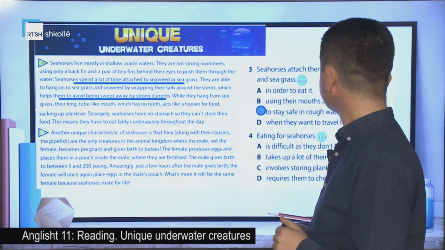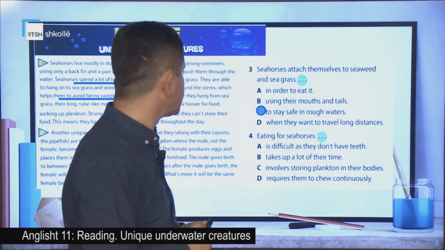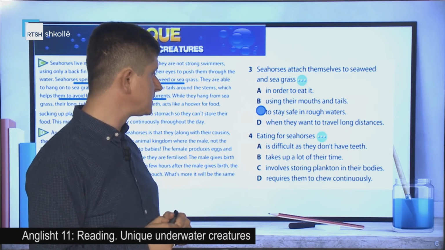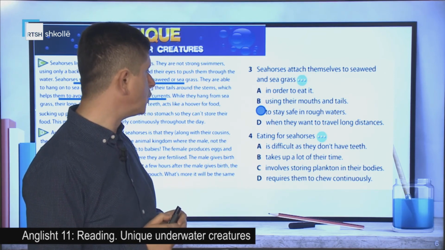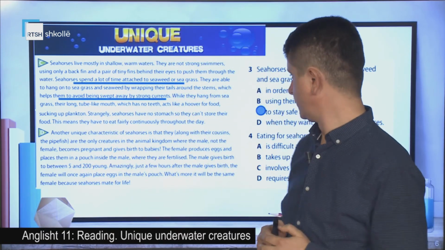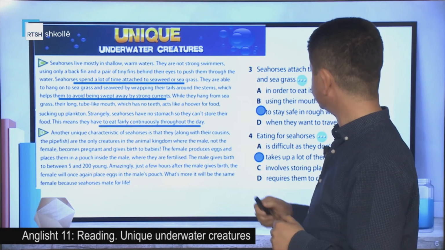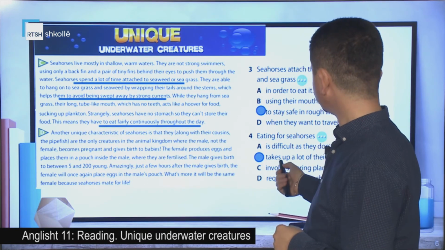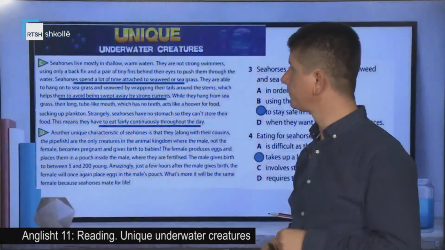Question number 4. Eating for seahorses is difficult as they don't have teeth. B, because it takes up a lot of time. C, it involves storing plankton in their bodies. Or D, it requires them to chew continuously. Again, we'll look for this information in these paragraphs. And it is the second alternative, to eat fairly continuously throughout the day. So they take up a lot of their time throughout the day.